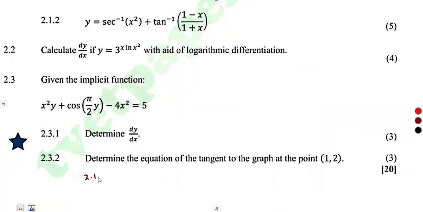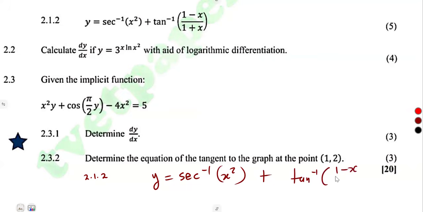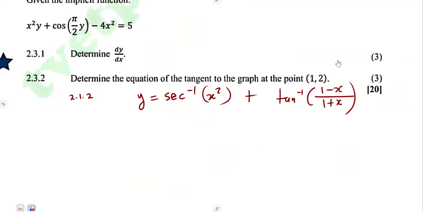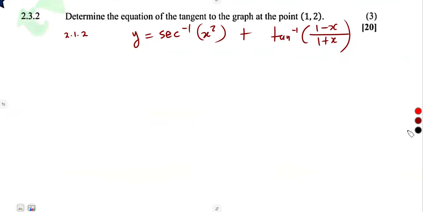Let us check 2.12. y is equal to arcsec of x squared plus arctan of (1 minus x) over (1 plus x). This is it. Again, simplification is not required. So in our case, we do not have the power like what we had. We just have to consider the outer and the inner.